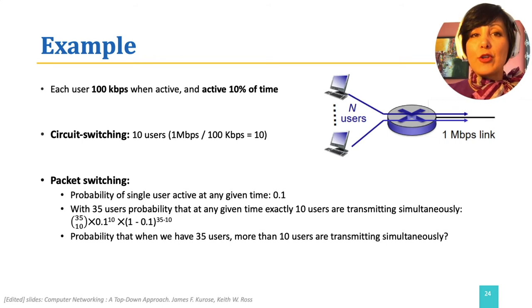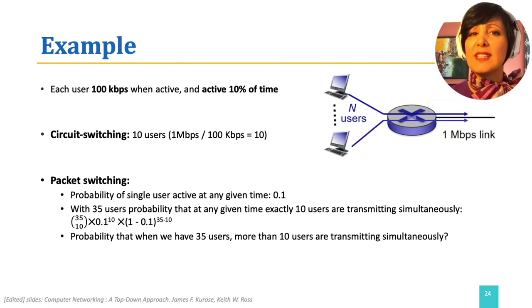Let's play with a random number 35, saying n equals 35. With 35 users, the probability that at any given time, exactly 10 users are transmitting simultaneously, and therefore using the link at full capacity, could be found by calculating the probability of all possible permutations of exactly 10 active users and 25 inactive users. This probability is very small.